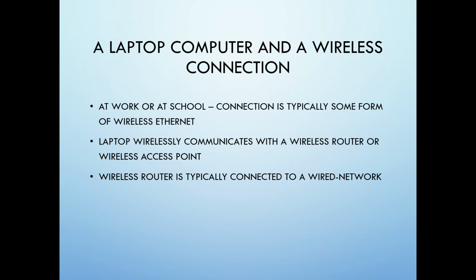A user working with a laptop, tablet, or even a smart cell phone uses wireless communication, often called Wi-Fi, to send and receive data to and from a wireless access point like a wireless router. This access point is usually connected to a wired local area network and basically serves as the bridge between the wireless user device and the wired network.